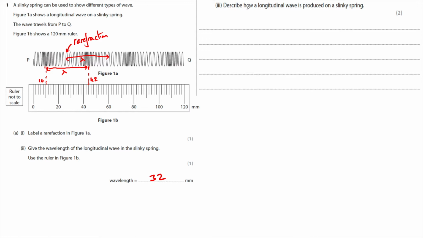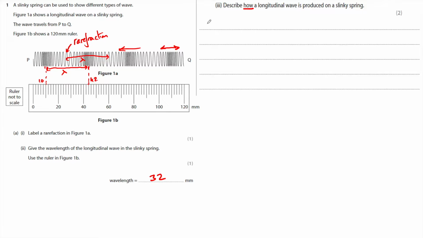Describe how a longitudinal wave is produced on a slinky spring. So what are you going to do? Remember, a longitudinal wave oscillates parallel to the direction in which it travels. So to get this slinky spring to oscillate, you're going to have to move it backwards and forwards, the key being parallel to the direction in which the wave travels, not at right angles.